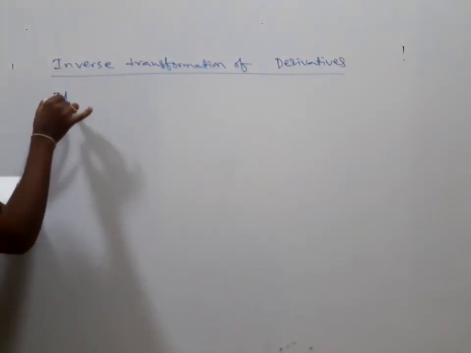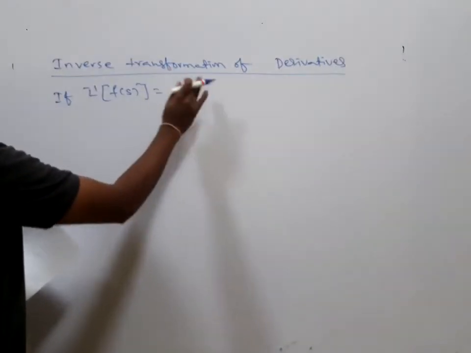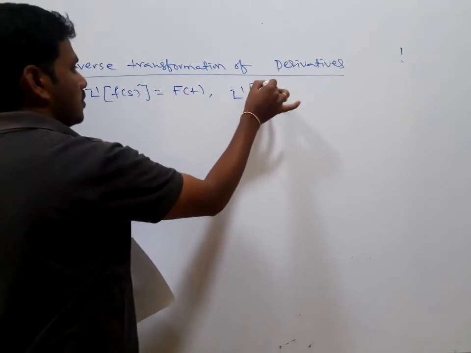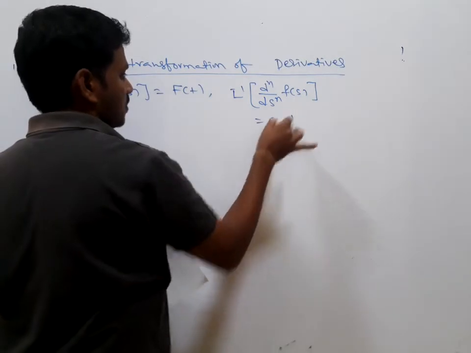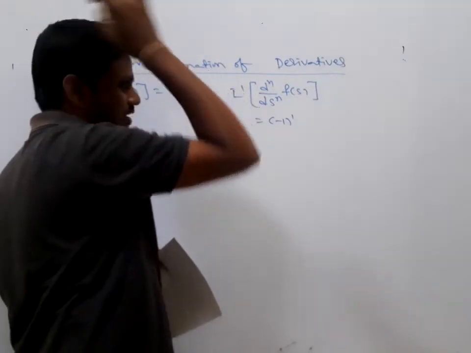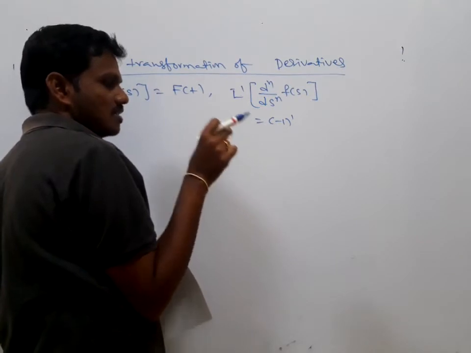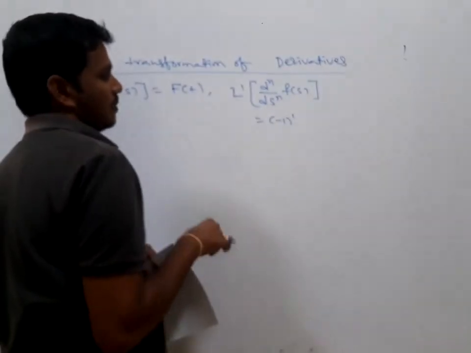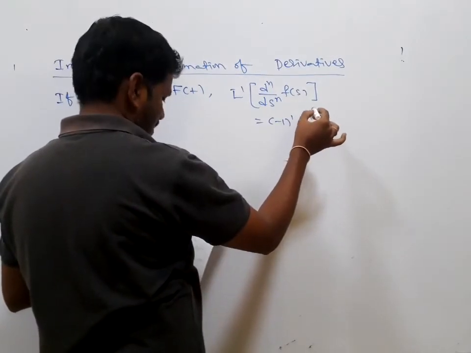If L inverse of f of s is equal to f of t, then L inverse of d to the power of n divided by ds to the power of n of f of s is equal to minus 1 whole to the power of n multiplied by t to the power of n. Same, multiplied by t to the power of n in the Laplace transformation is same as inverse transformation of derivatives in the inverse Laplace transformation, right? It is t to the power of n of f of t.